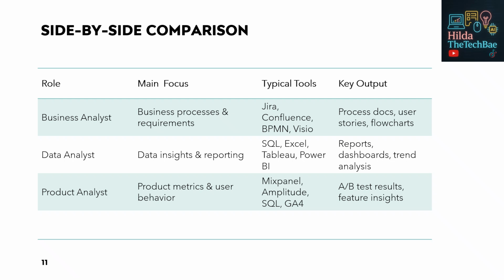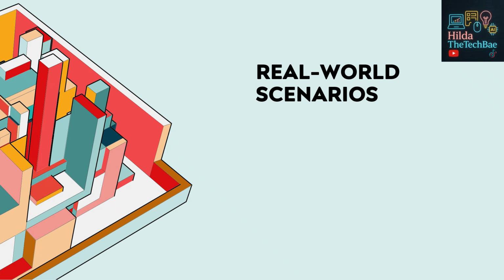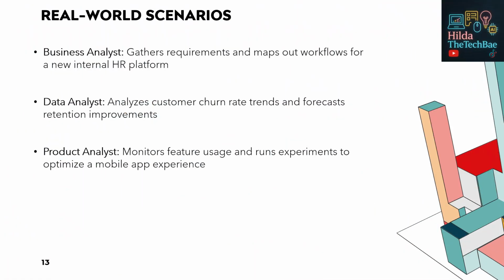So, now that we've compared side by side, let me walk you through some real world examples to see these roles in action. Let's say a company wants to roll out a new employee engagement tool, for example. The business analyst would meet with HR and other departments to gather requirements, identify pain points in the current systems, and then propose a solution.